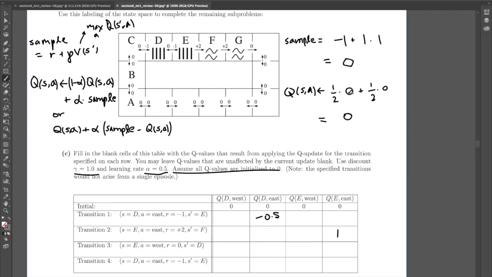But what is the current q value? The current q value of D east is what? It's -0.5, which means that this thing is updated to -0.5. If you can see that. That becomes -0.5. So what's the final answer? It's equal to -0.25. And that's the answer. So you fill in the entire table, and that concludes part C.